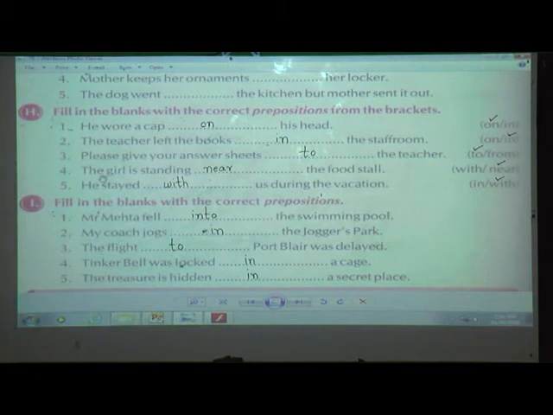Okay, again I'll read. Mr. Mehta fell. Where did he fall? Into the swimming pool. My coach jogs. Now where does he jog? In the joggers park. The flight to Port Blair was delayed. Tinker Bell was locked in a cage. And the last one is, the treasure is hidden in a secret place.